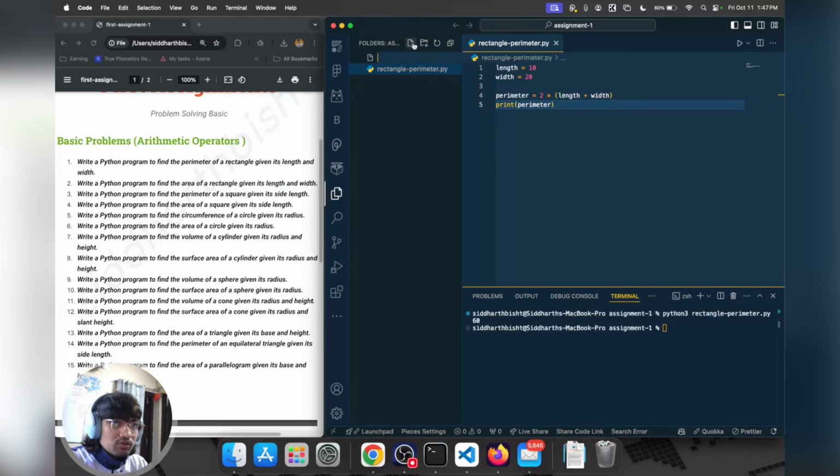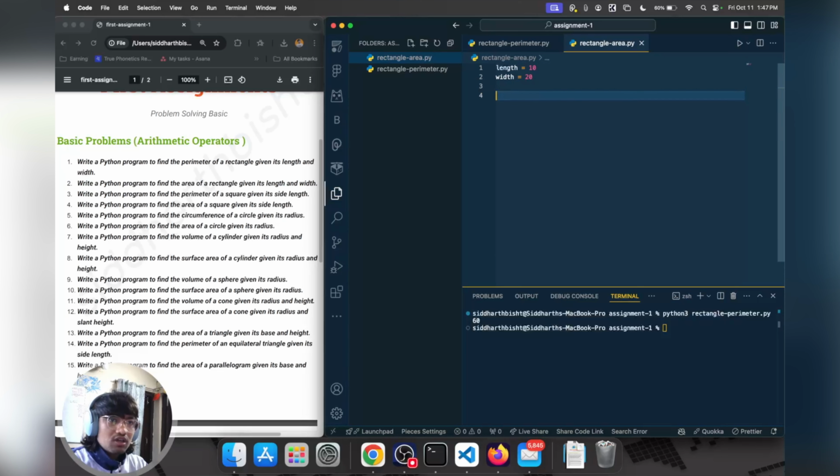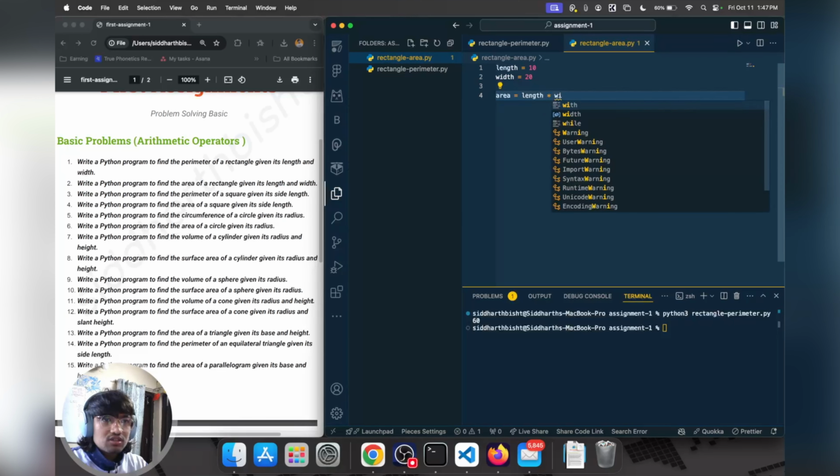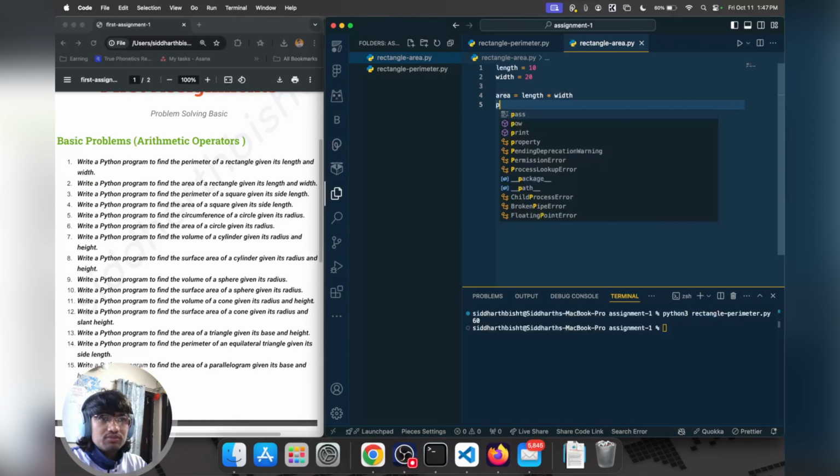So a rectangle area.py. Okay, let's take the same length and width here. So length and width, and now the formula for area. Area is equals to, simple, we will just multiply its length and its width. So that's the second problem. That's all. And if we will just write print area, and if we run it Python 3 rectangle area.py, we will get our area of the rectangle. Let's solve the third one.